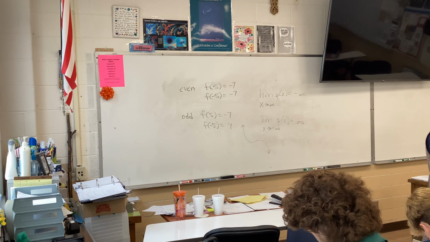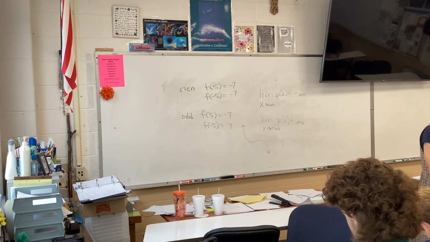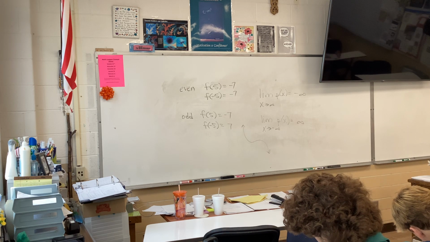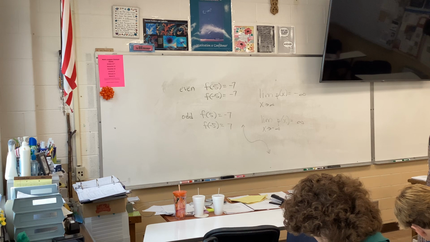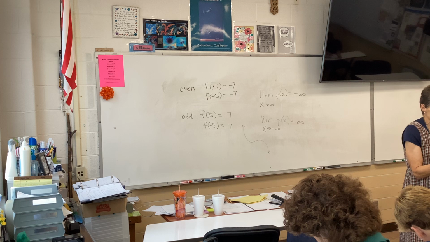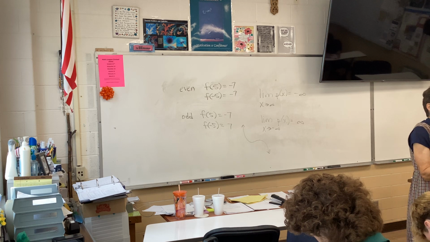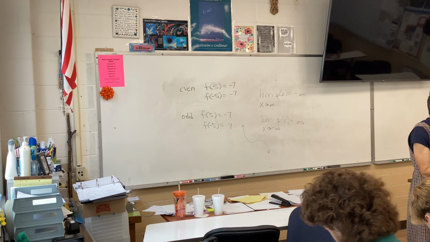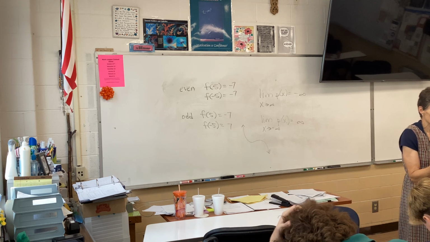Let's look at the next set. Determine if the given polynomial must have a global min, global max, or neither. Explain your reasoning. All right, let's look at number 17. So think about what that looks like, guys. What does 17 look like?